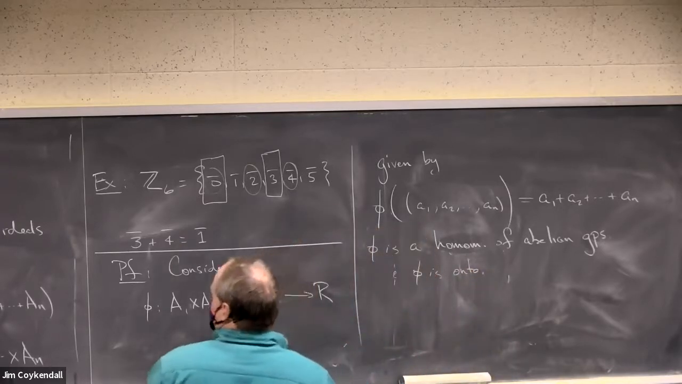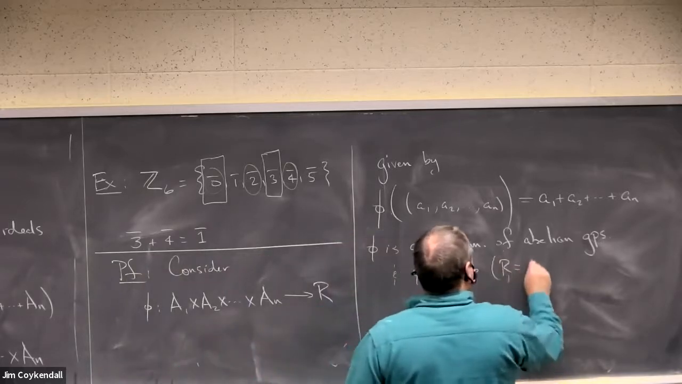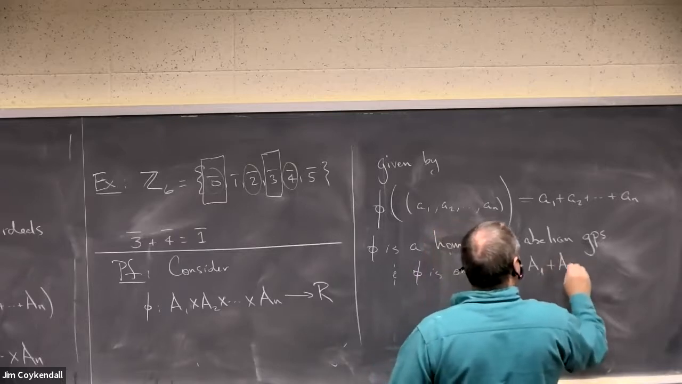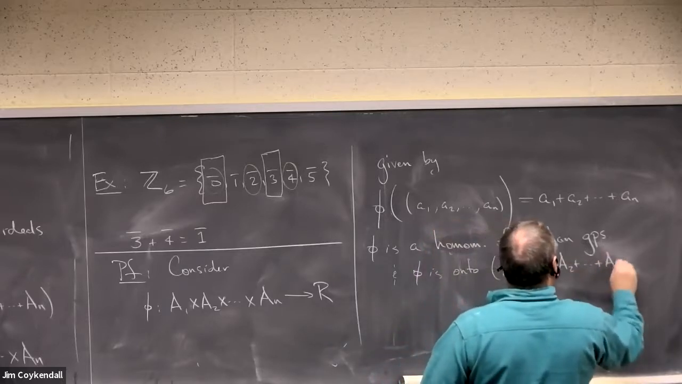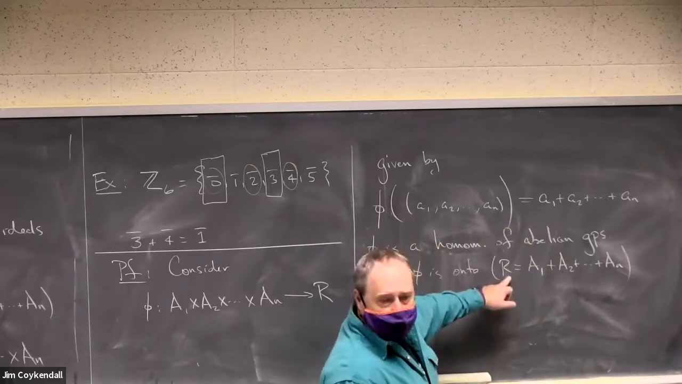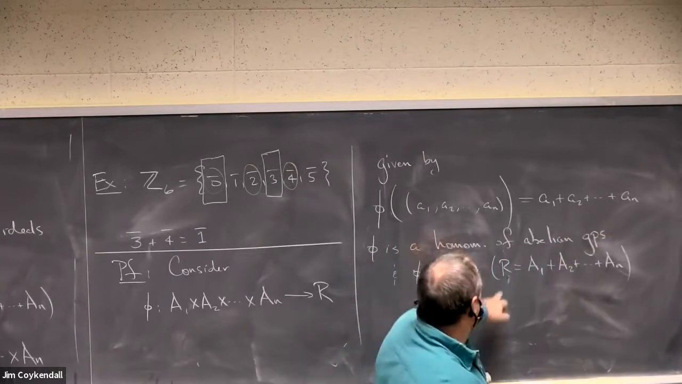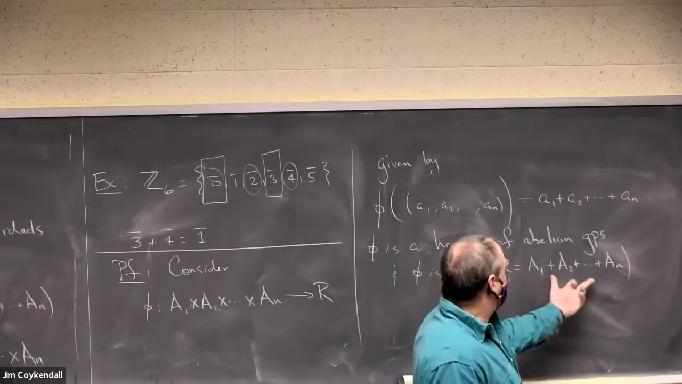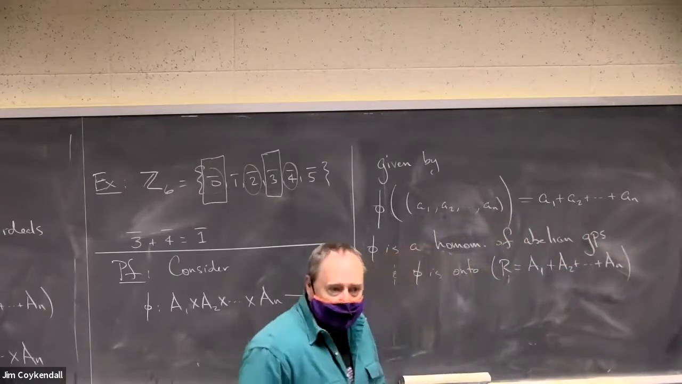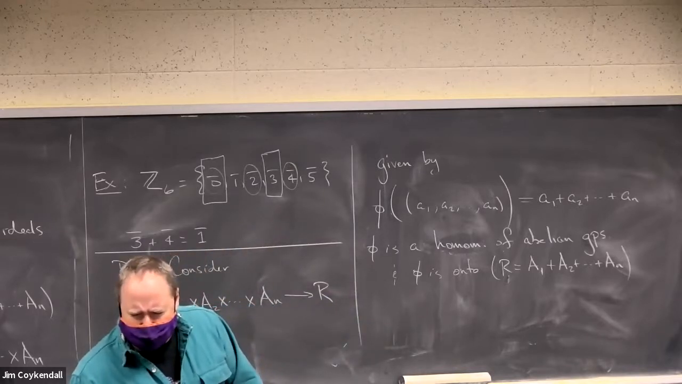And the reason this is onto is because anything in R can be expressed as a sum like this. So take your favorite element of R; however you can write it as a sum, that tells you what the input is, and it's onto. Easy enough for it to be onto. The trickier part is why is it 1-to-1?